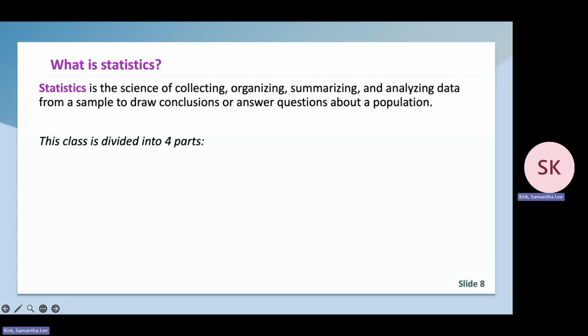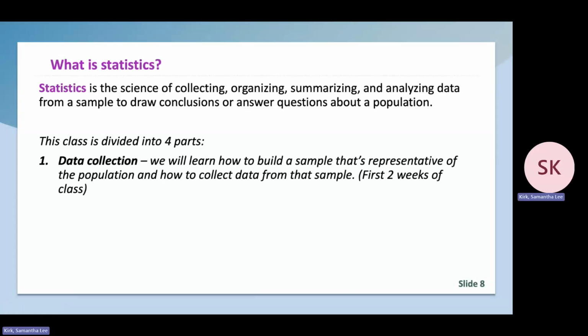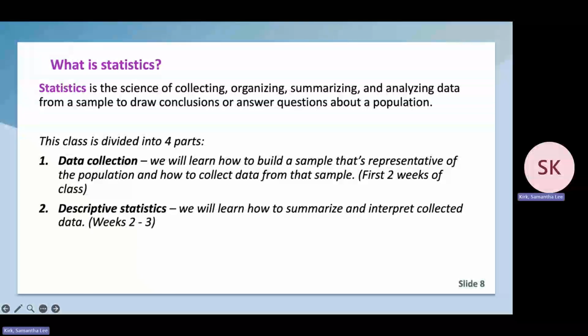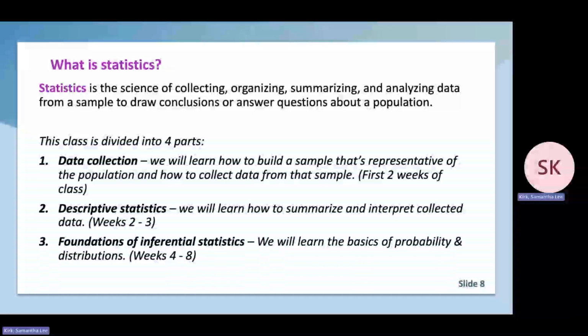This class is divided into 4 parts. For the first 2 weeks, we're going to learn about data collection. We'll learn how to build a sample that's representative of the population and how to collect data from that sample. Then, weeks 2 and 3, we'll talk about descriptive statistics, which is where we'll learn how to summarize and interpret the collected data. So you already have the data. How can we extract information from it? That's what we're going to do in weeks 2 to 3.